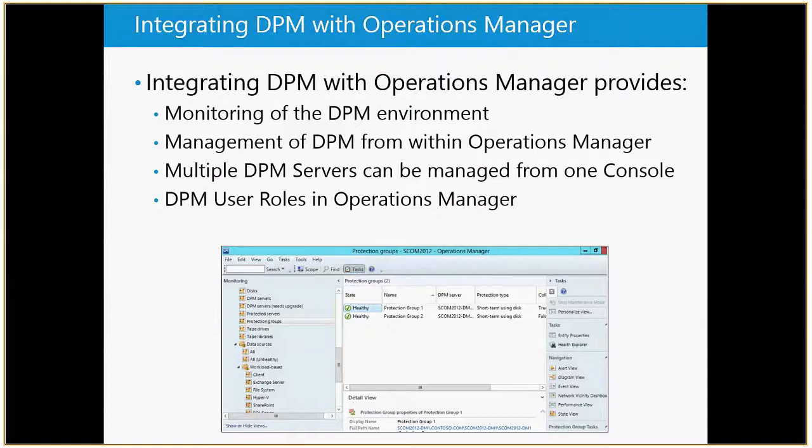Whenever you're monitoring DPM, as you can see in this particular slide, you have several views. You have alert views, you have your health services view, and you have state views. I can view the state of my disks that are monitoring. I can view the state of my DPM servers, my protection groups, my tape drives, my protected services. Also, from DPM service tasks, you can perform certain tasks from those state views. Like I can run consistency checks on a protection group, I can troubleshoot a protection group, or I can troubleshoot an individual DPM server.